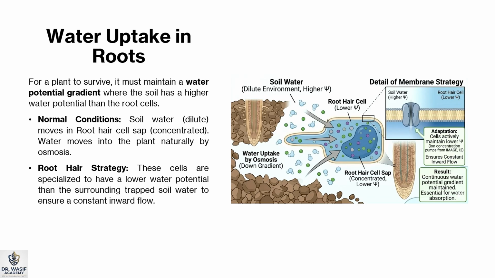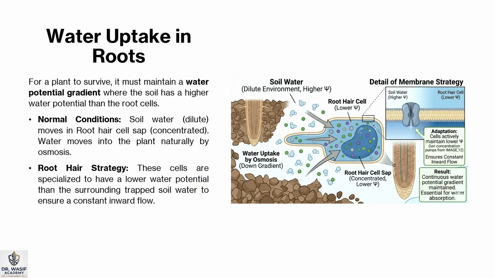The plant does not have to spend any energy to make this happen. This is a passive transport system. It is a free gift from physics. But look at the root hair strategy. These cells are not just normal cells. They are highly specialized. They have long finger-like projections, you can see it here, which increase their surface area, allowing them to touch more soil water at once.